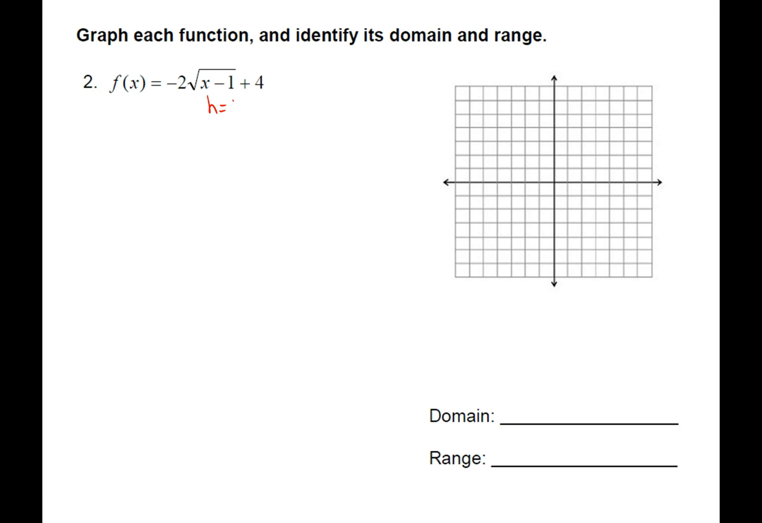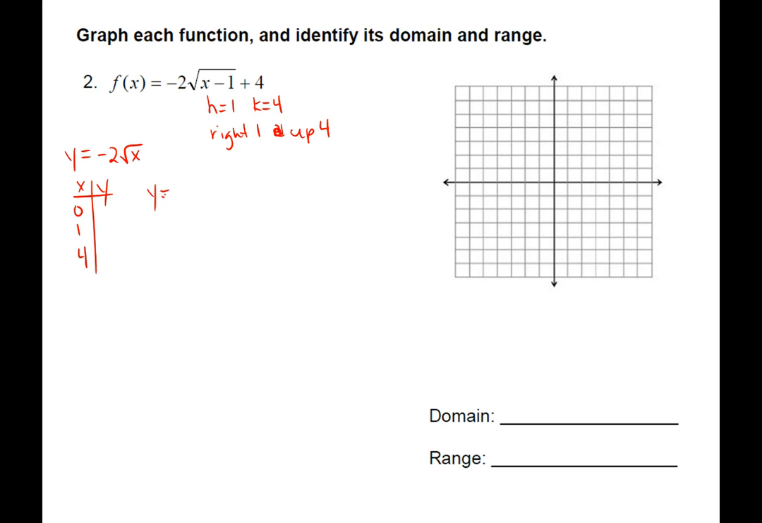So I have h equals 1. Remember, the opposite of what it looks like. k equals 4. That means I'm going right 1 and up 4. And then I'm going to rewrite my function. Remember, basically just ignore h and k. And I'm going to pick numbers I know the square root of, so 0, 1, and 4.